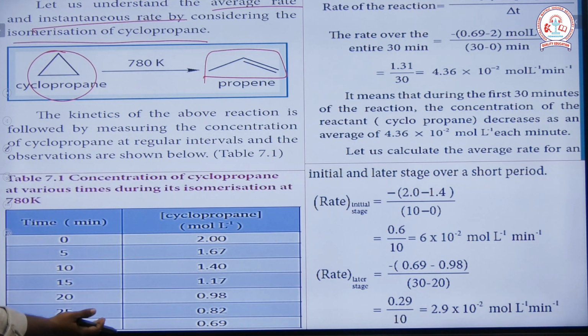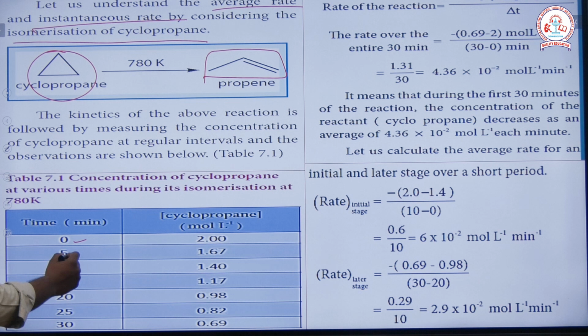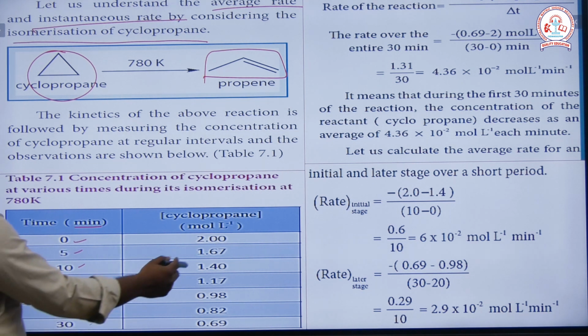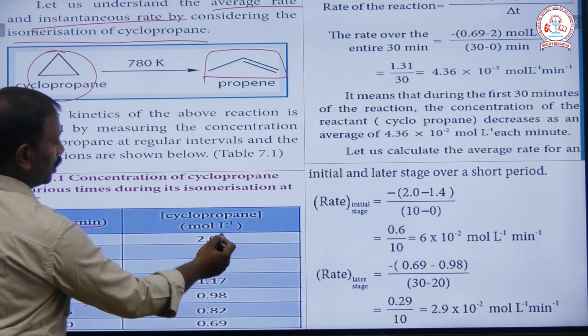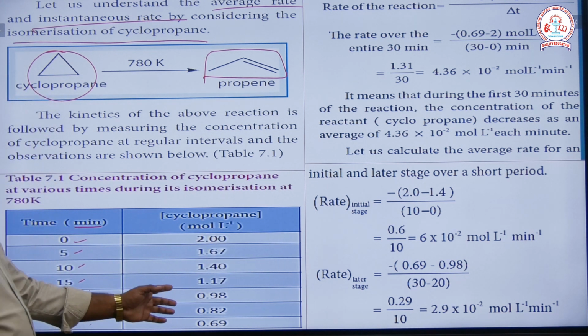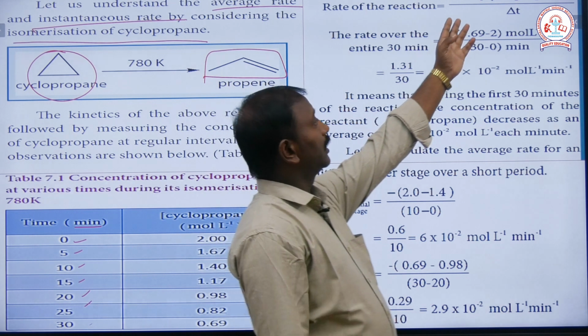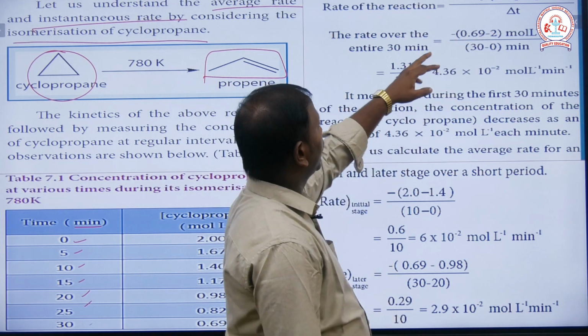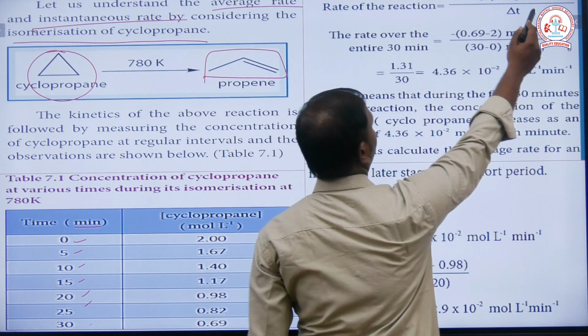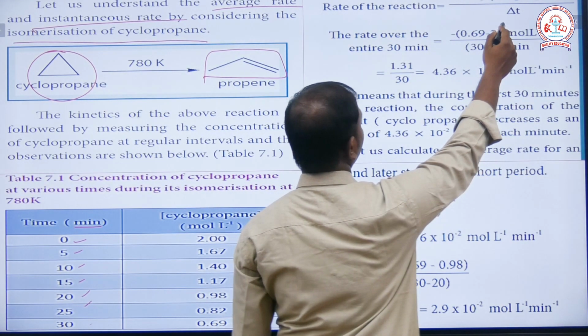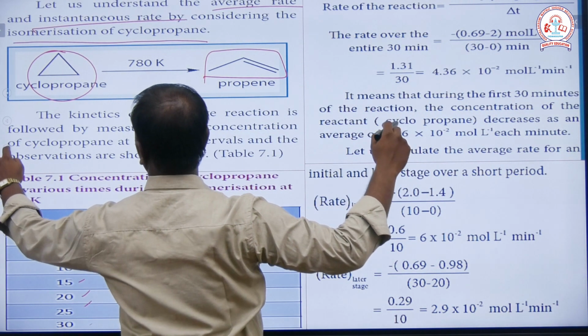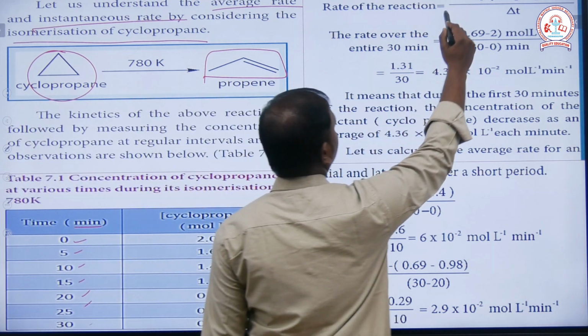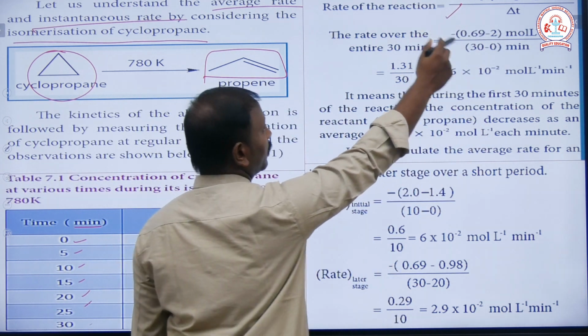You see, we have a table here. Time is in minutes, so the rate is in minute inverse: 0, 5, 10, 15, 20, 25, 30 minutes. We have the concentration of the reactant in mole per liter. The rate of the reaction is equal to delta cyclopropane divided by delta t, that is, the change in concentration of the reactant divided by the change in time.